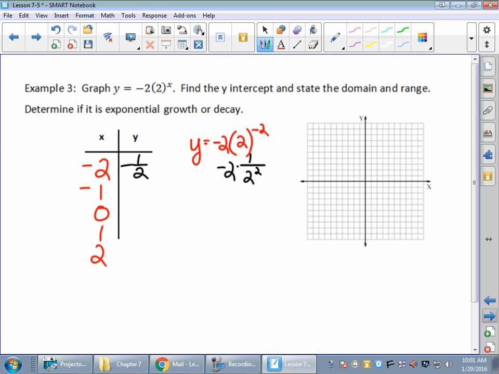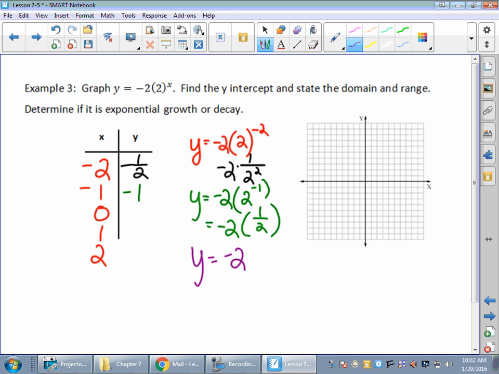Check on your calculator if you doubt me. When I put in a negative 1, y equals negative 2 times 2 to the negative 1 power, so that's negative 2 times 1/2. I've got a negative 1 for that one. Let's put in a 0. y equals negative 2 times 2 to the 0 power. Well, we know 2 to the 0 power is 1. So negative 2 times 1 is negative 2.